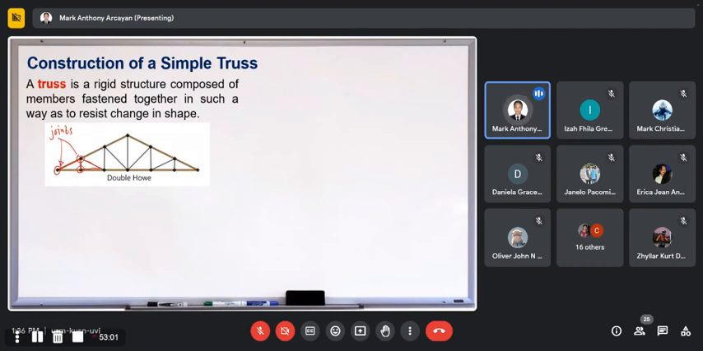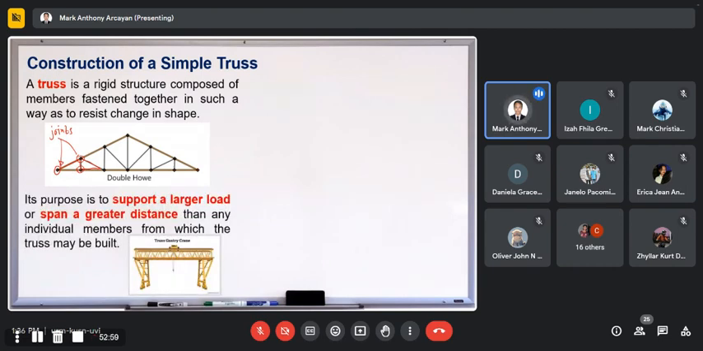So what's the purpose of our truss? So ang purpose ngano natin mga truss is to support a larger load. So kani obvious ani nakita na mo ani, no, sulod sa atong department kung hangad mo sa babaw, during kana mag-take mo exam diri sa sulod sa department. So makita gyud mo dira ang mga trusses. So these trusses are used to support heavy loads, and then it can also span a greater distance than any individual members from which the truss may be built.